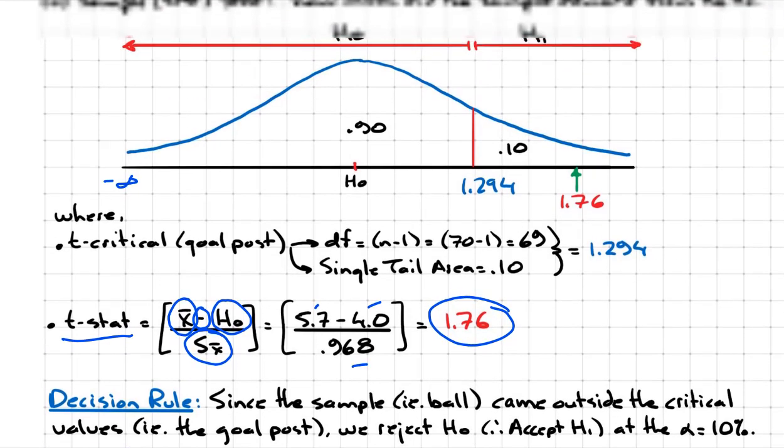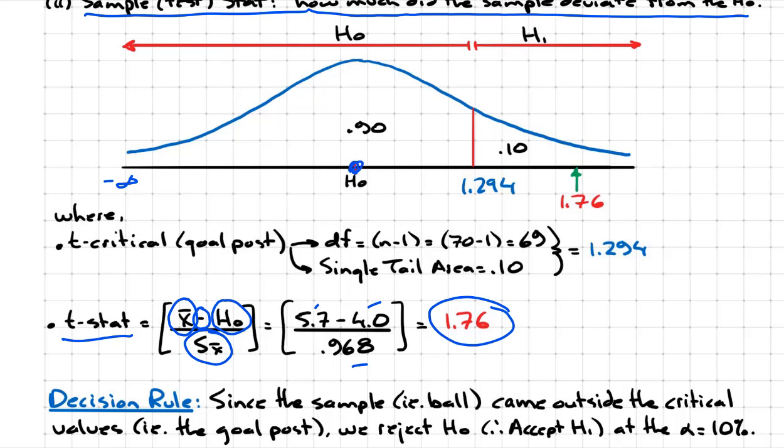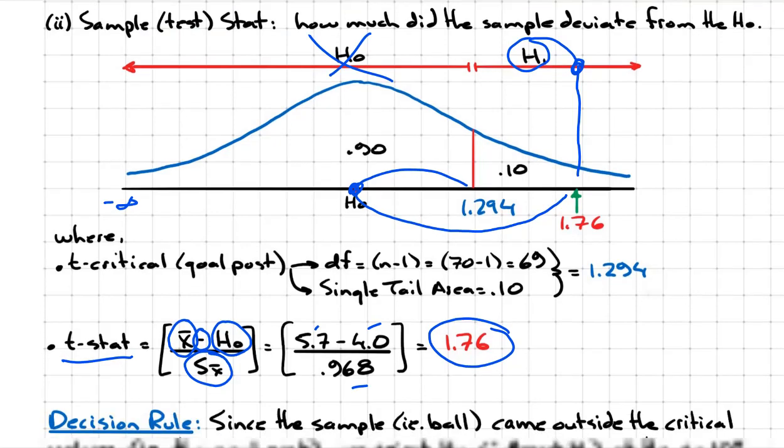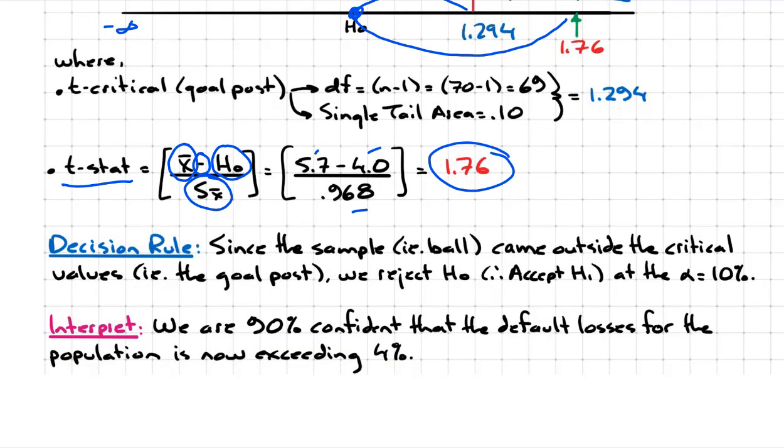So if we go back to our distribution, here's the null. Now remember, the goalpost is 1.294 standard errors away. So 1.76 would be even further away. But then you look and you say, oh, the sample fell within the alternative territory. So we're going to go with the alternative and therefore reject the null. And there's the decision rule right there. Since the sample, i.e. the ball, came outside the critical values, in other words, the goalpost, we reject the null and therefore accept the alternative at the 10% level of significance.